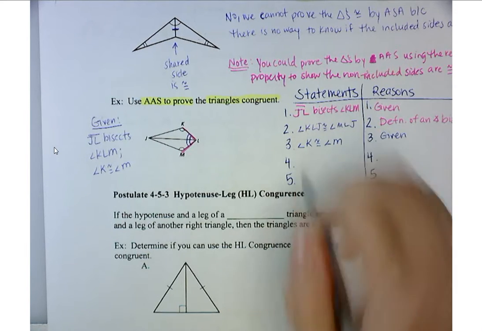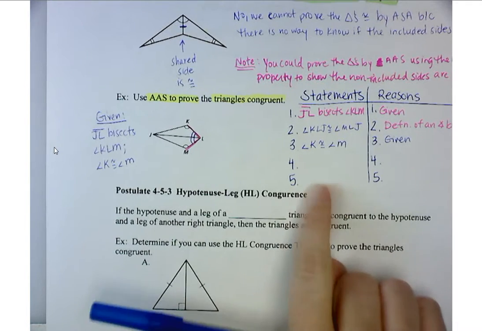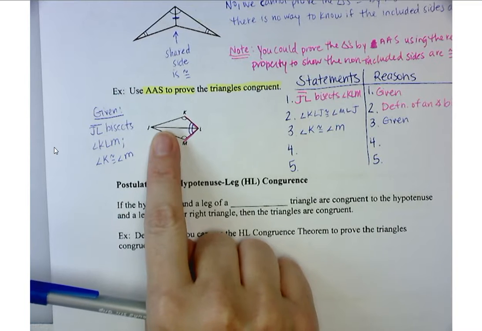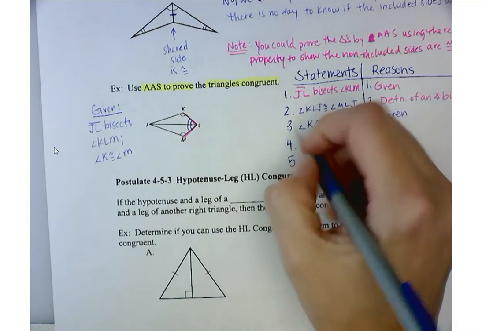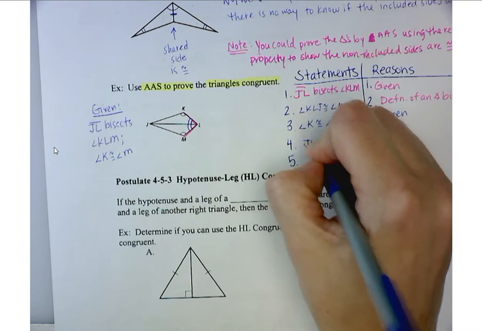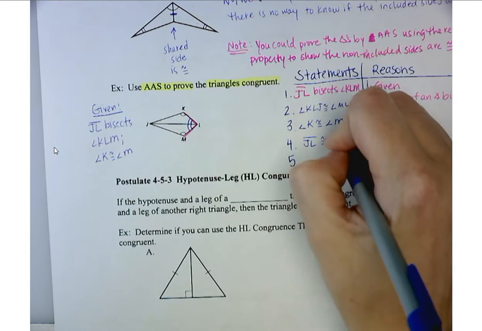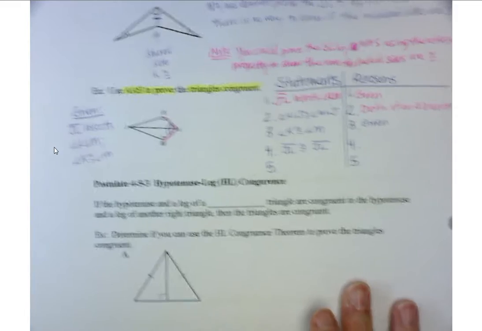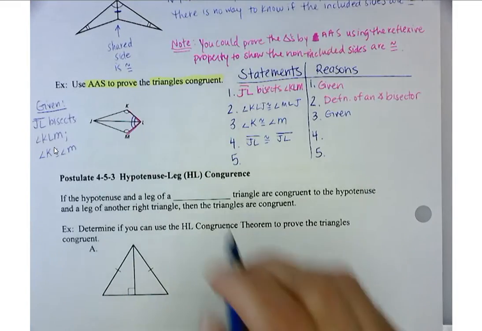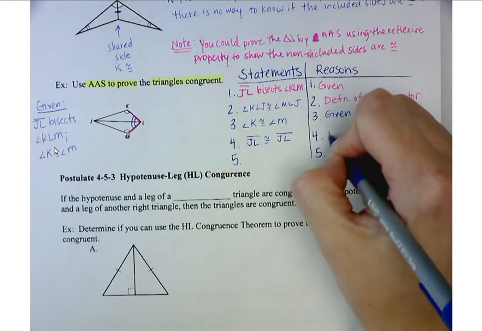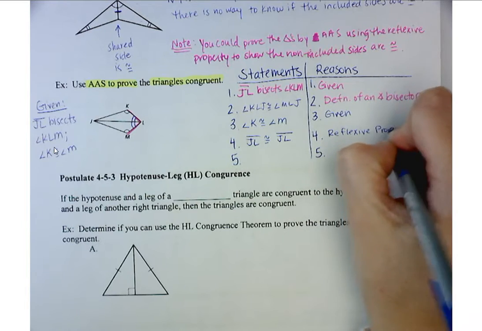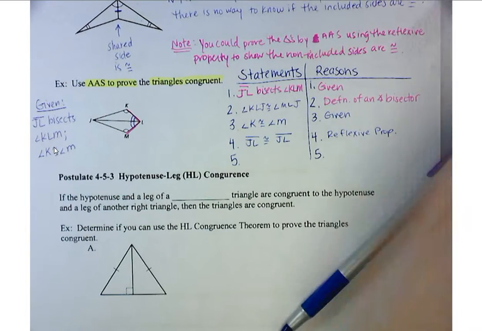Before we can say that the triangles are congruent, we just have to state that this side is congruent to itself. So how would I say that? Yep, I would just say JL is congruent to JL. All right, and then Ella, what property would that be? Reflexive. So this would be the reflexive property.